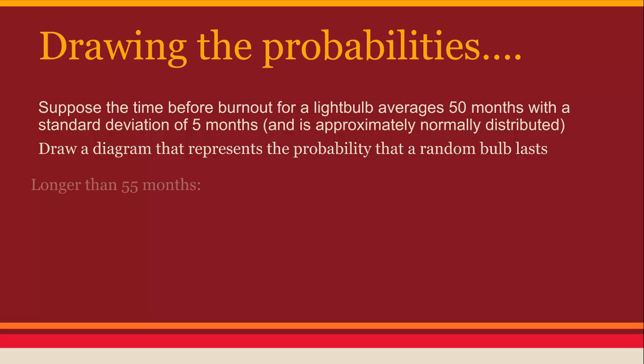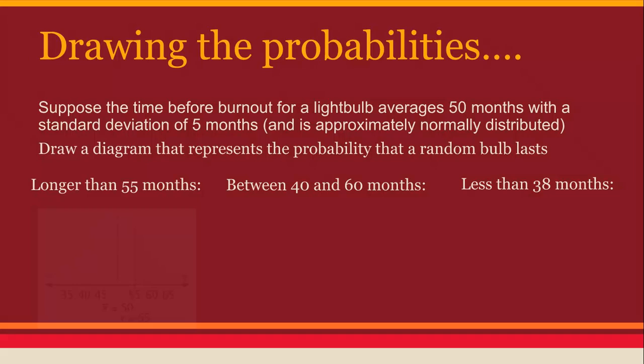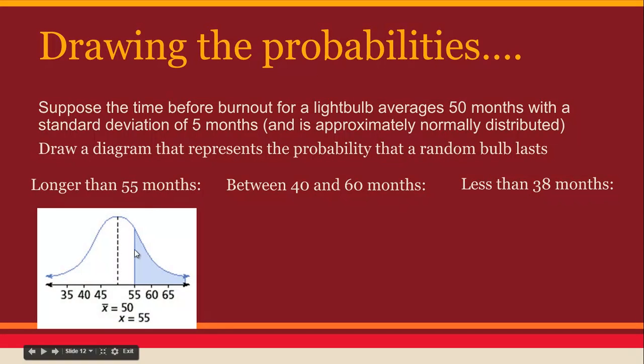So draw a diagram for a bulb that lasts longer than 55 months. What this would look like, between 40 and 60 and less than 38. So longer than 55, it looks basically like this. We do a little dash at every standard deviation. We've got a 5-month standard deviation. So longer than 55 is the area under the curve here, so it looks like this. And it's kind of misleading that it stops there. It just keeps on going forever.